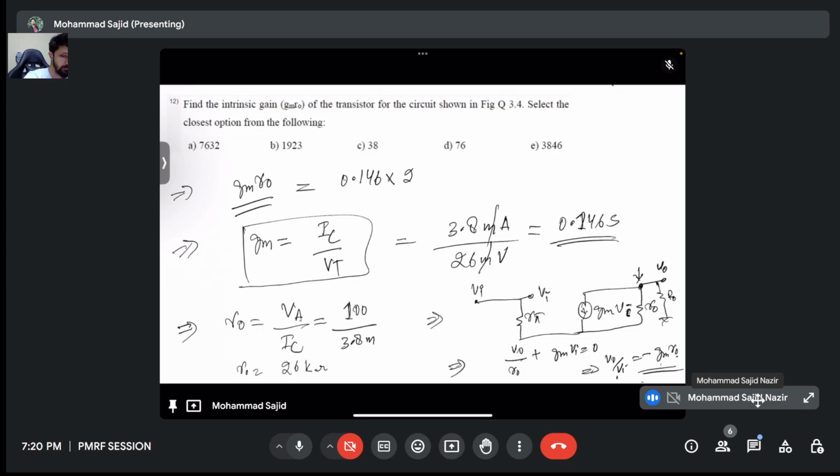So now GM R naught is 0.146 multiplied by 26 kilo ohm. And that is equivalent to 0.146 multiplied by 26, 3.796 K. So this is your intrinsic gain, which is very large, and it is close to this value. So E will be your answer.